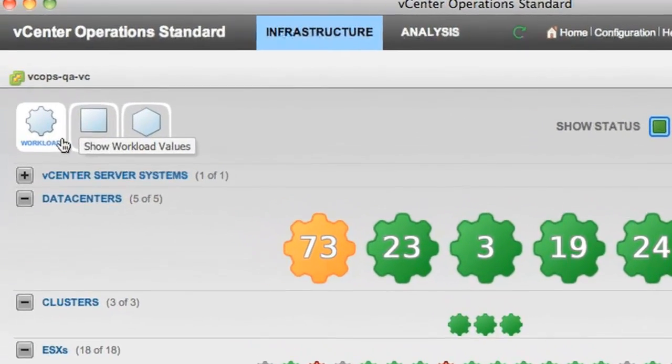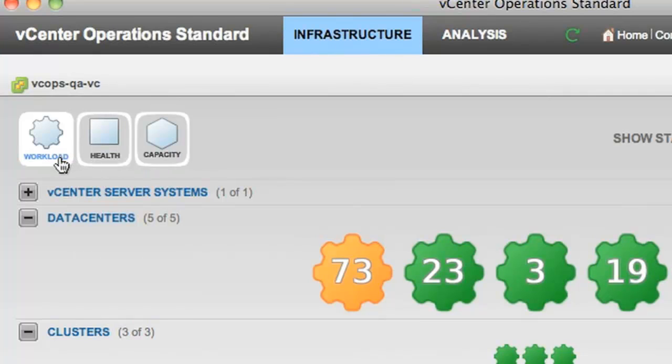Well, take a look at the upper left-hand side here. You'll see that we have a number of different badges: workload, health, and capacity. So what do these different badges mean? Well, workload, which is what's currently showing, shows how hard an object is working. In technical terms, it's essentially its demand over its capacity. Demand is how much an object wants, and capacity is how much it can get. So we know that as demand gets higher and starts approaching capacity, you may run out of capacity and then have a performance problem because of that.